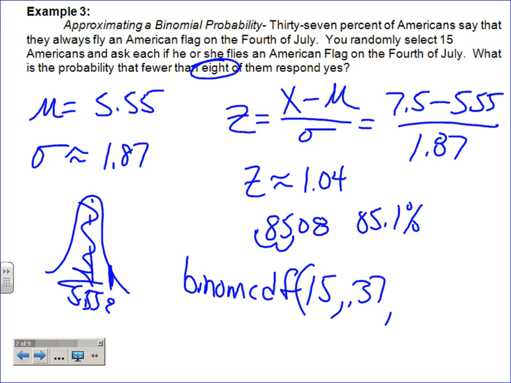Here was the tricky part some of you struggled with before. Is it 8? Do I want to add 8's rectangle in? No, this is just binomial. You don't do halves in binomial. 7. I only want to add up that 7th rectangle. I don't want to add the 8th rectangle. Only the 7th.